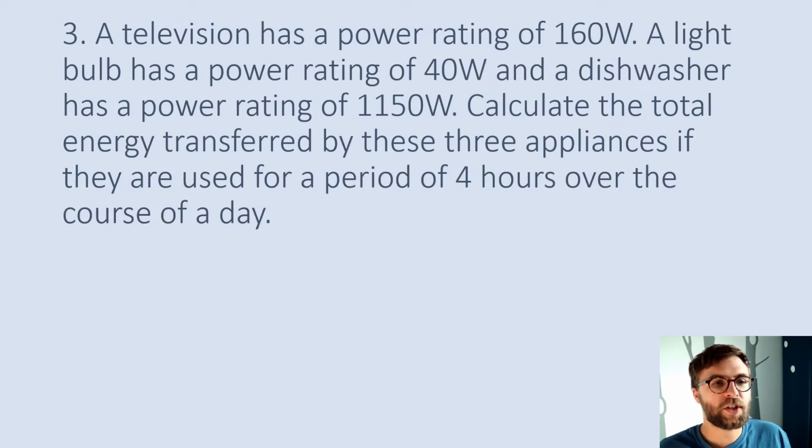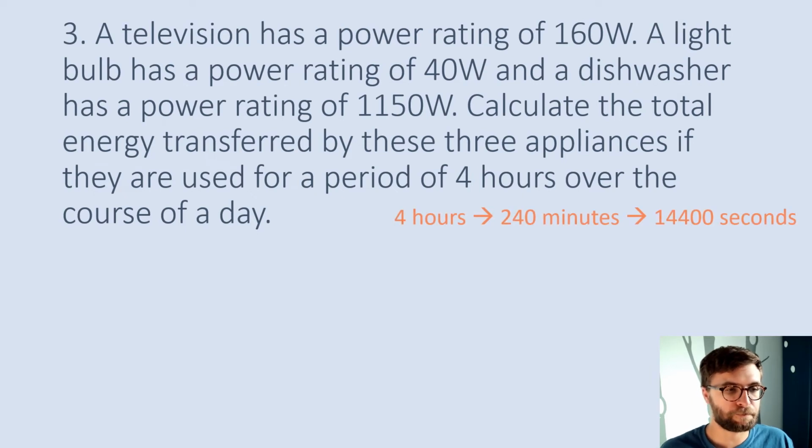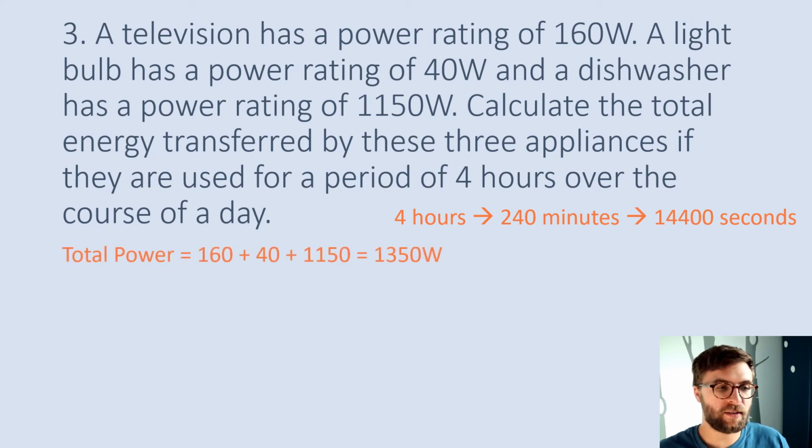Next question, the television has a power rating of 160 watts, a light bulb has a power rating of 40 watts, and a dishwasher has a power rating of 1150 watts. Calculate the total energy transferred by these three appliances if they're used for a period of 4 hours over the course of a day. So again, we need to convert this time from hours to seconds. So I've done it in 2 stages. So 4 hours multiplied by 60 gives me 240 minutes. And then multiplying it by 60 again gives me 14,400 seconds.